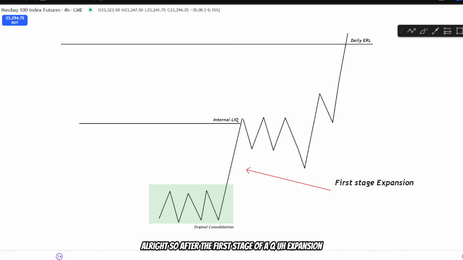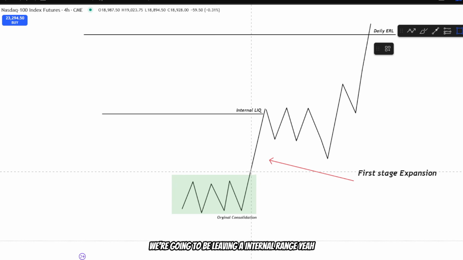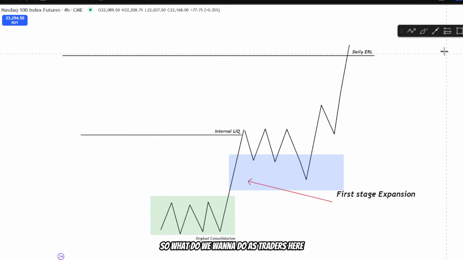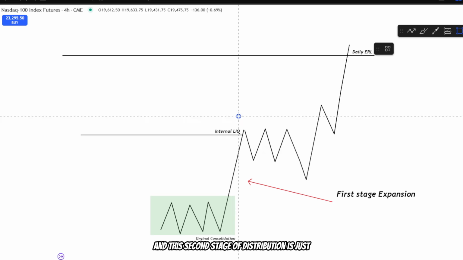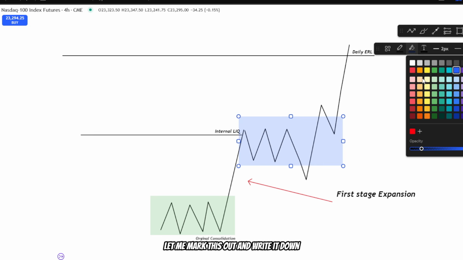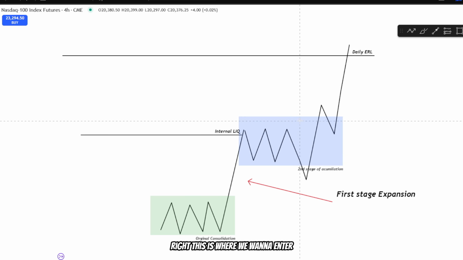All right. So after the first stage of expansion, we're going to be leaving a fair value gap, internal range of liquidity, right? So what do we want to do as traders here? We want to be trading the second stage of distribution, and this second stage of distribution is just going to be the second accumulation. All right, let me mark this out and write it down. Second stage of accumulation. All right, this is where we want to enter.